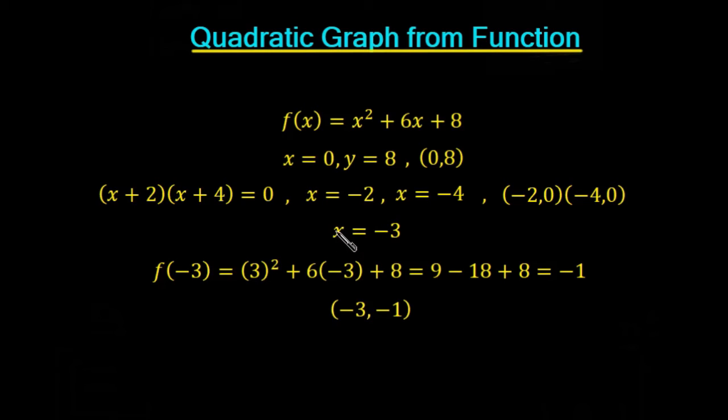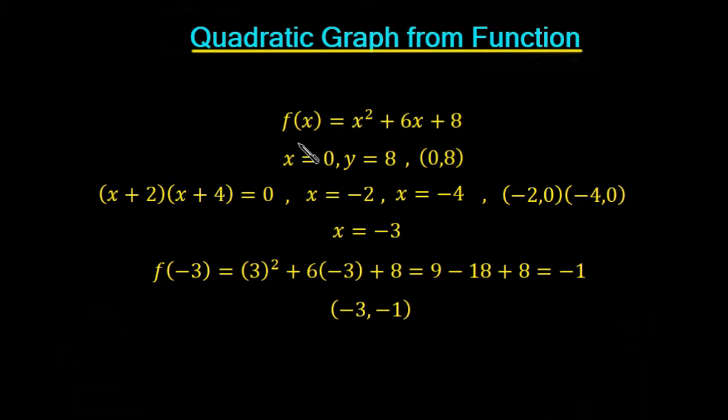So if the axis of symmetry is x equals minus 3, well, what value for y is that? So we put the minus 3 back into our original equation and we get f of minus 3. We work through that, we get a value of minus 1. So it means the turning point is at minus 3, minus 1.